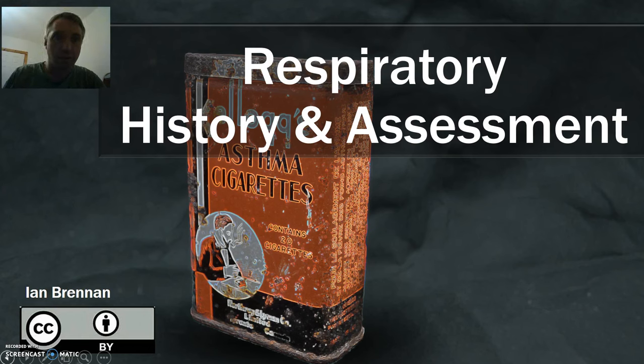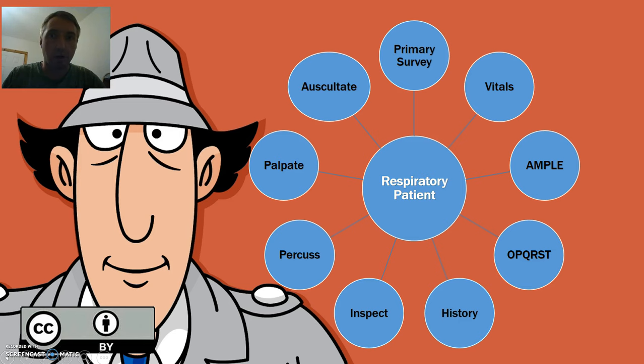Okay guys, welcome to our respiratory history and assessment session. So we are going to build on some of the assessments that we can do and the history taking that we can do for these respiratory patients. Again, we're just going to review over our primary survey. We typically then take our vital signs, our AMPLE survey, OPQRST if necessary. Again, we take a big history. We inspect and then, to a lesser extent, percuss, palpate and auscultate.